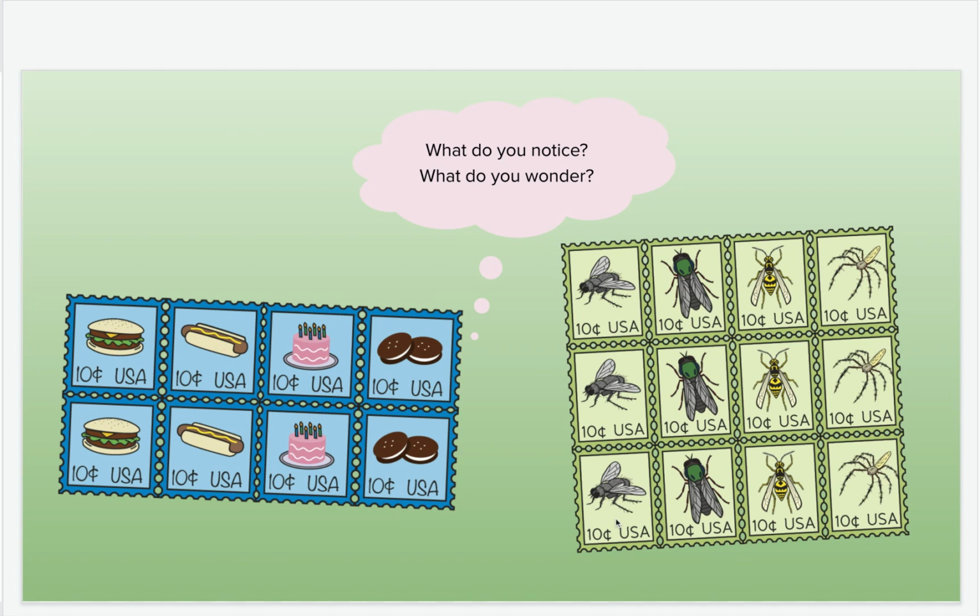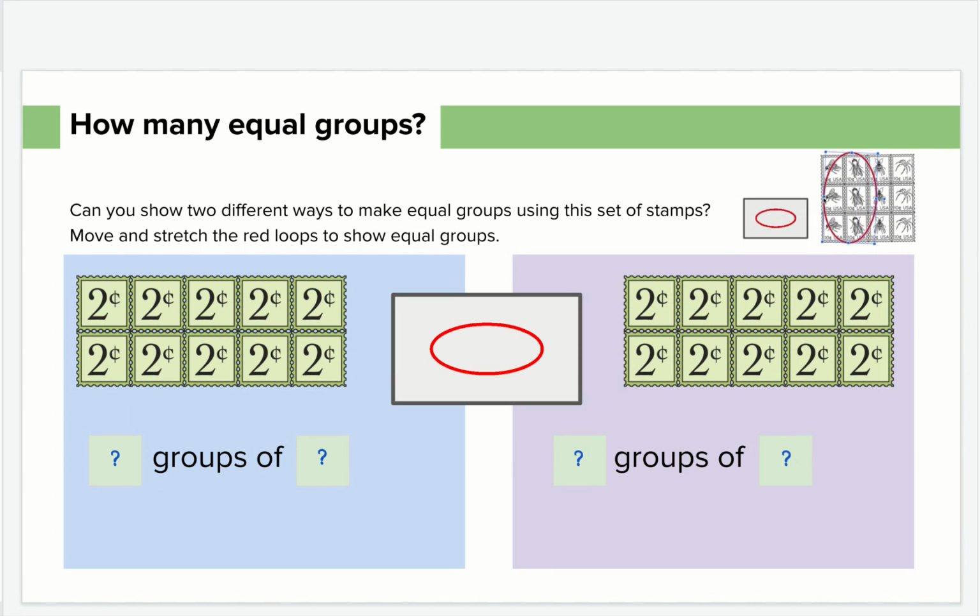And then I also noticed 1, 2, 3 rows that go across, and each row has 4 in it, just like this one. Looks a lot different though. All right, what's next? So today for your activity, I'm going to show you how to do it on this one.